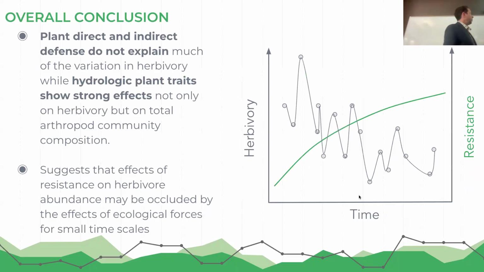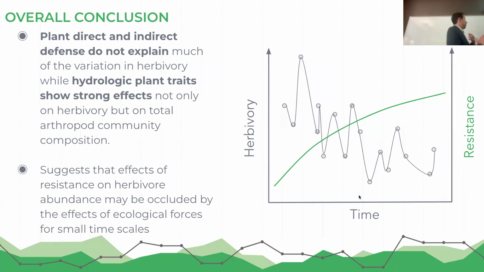And so then we come to our overall conclusion. What does all this mean for us? Well, we conclude that plant direct and indirect defense does not explain much of the variation in herbivory, while hydrologic traits do show strong effects, not only on herbivory, but on the entire arthropod community composition. And the big takeaway for us is this: we believe that the effect of plant resistance on herbivore abundance is real, that it exists. Plants do have defensive traits and they are resisting herbivores.